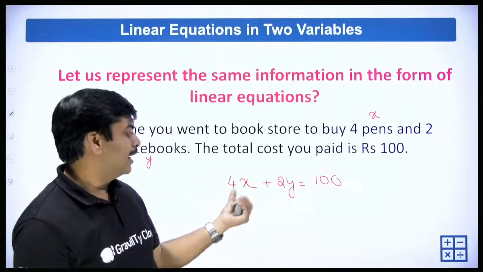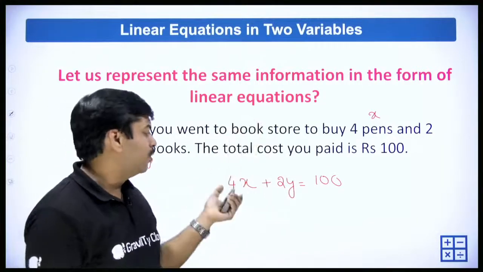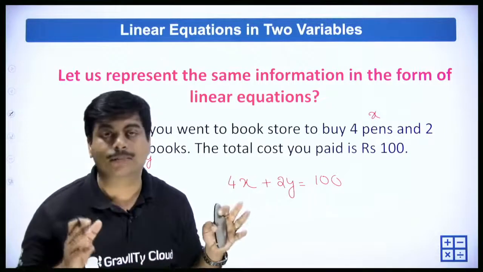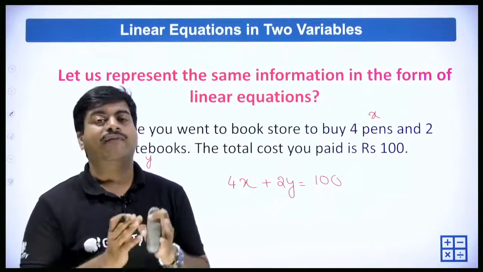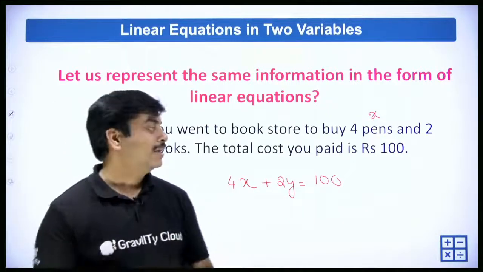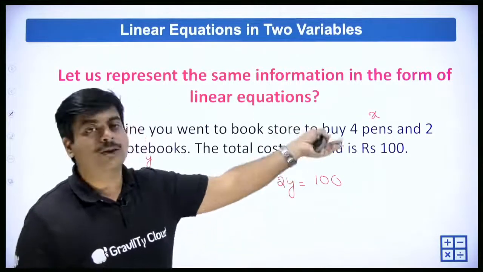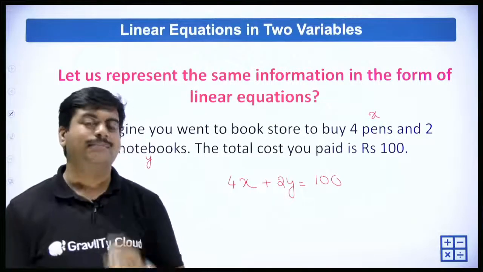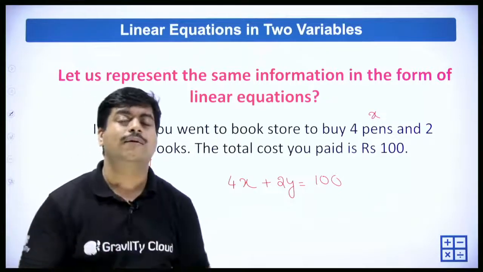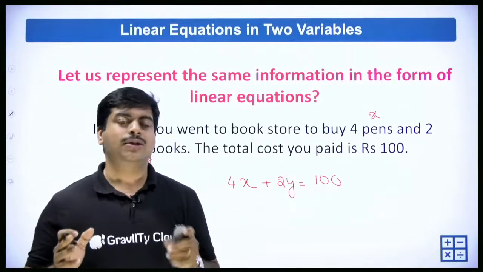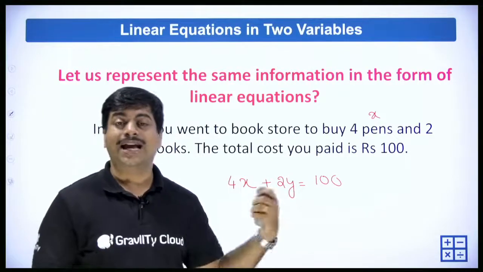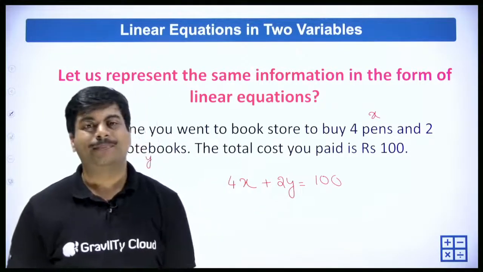You keep x equal to 10, you'll get some value of y. You keep x equal to 15, you get some other value of y. So we get a lot of possible cases and we don't know which is correct. We don't know the cost of each pen and notebook. That's the reason I'm saying, with just one linear equation you have a lot of solutions, but to get the solution you need at least 2 equations, because we have 2 variables x and y.